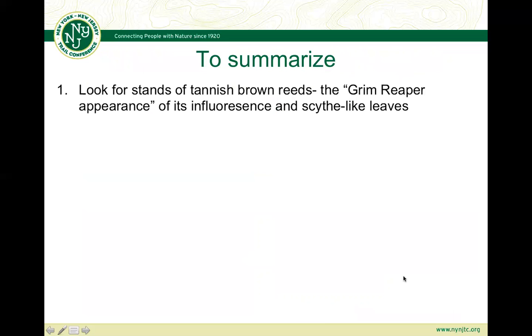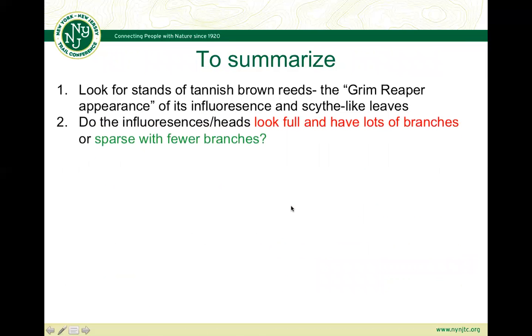So just to summarize, now that you want to go out, what is the first step? First of all, you're going to look for stands of tannish brown reeds. Look for that grim reaper-like appearance to its inflorescence and those scythe-like leaves that I pointed out before along the stems that alternate. And then think to yourself, do the inflorescences or the heads look full and have lots of branches? If so, I've color coded this as red. If it looks very full and has lots of branches, it is indicative that it's invasive. Red, stop, invasive Phragmites.